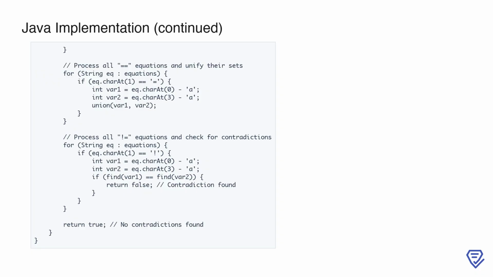Next, we process the is not equal to sign equations, which represent inequality constraints. For each inequality, we again calculate the indices of the two variables and check if they belong to the same set using the find function. If they do, it means there is a contradiction, as two variables that are supposed to be unequal are in the same connected component. In this case, we return false. If no contradictions are found after processing all the equations, we return true, indicating that the equations are satisfiable. This approach ensures we handle both equality and inequality constraints efficiently using the union find algorithm.